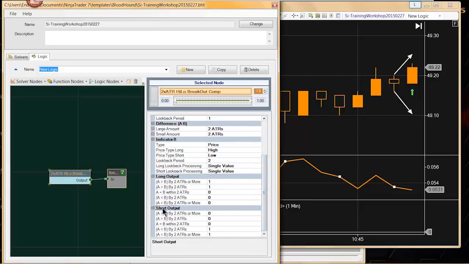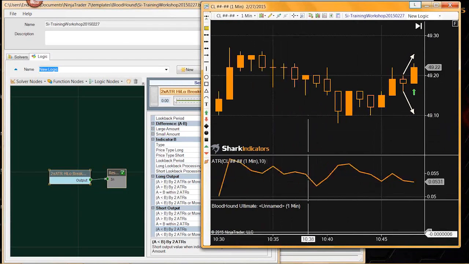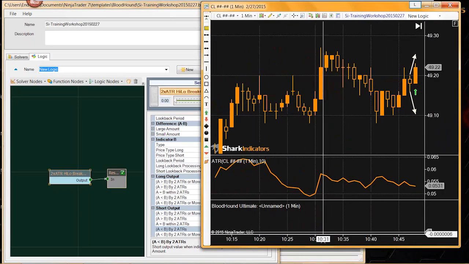And then for a short signal, a short output, it's essentially the opposite. So A represents the closing price, which has to be less than B, and in this case B is going to be the low price. So when the closing price is less than the low of the previous bar by 2 ATRs or more, we're going to get a short output, since the outputs here are set to 1. So let's take a look. I believe that's all that's needed. Let's take a look and see if we actually get any results here.